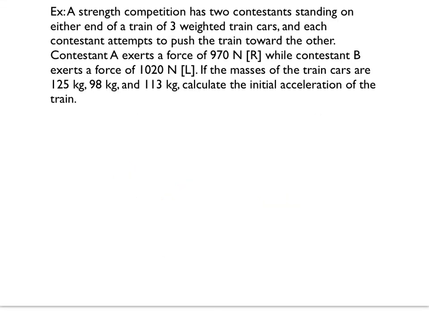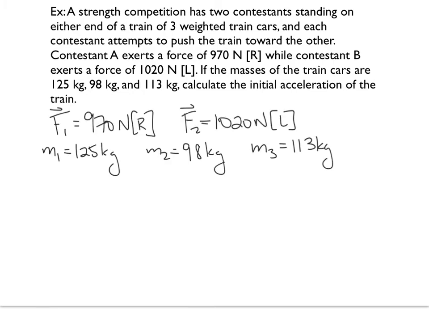Okay, let's do an example. A strength competition has 2 contestants standing on either end of a train of 3 weighted train cars, and each contestant attempts to push the train toward the other. Contestant A exerts a force of 917 newtons right, while contestant B exerts a force of 1,020 newtons to the left. If the masses of the train cars are 125 kilograms, 98 kilograms, and 113 kilograms, calculate the initial acceleration of the train. So first thing, we want to write out our givens.